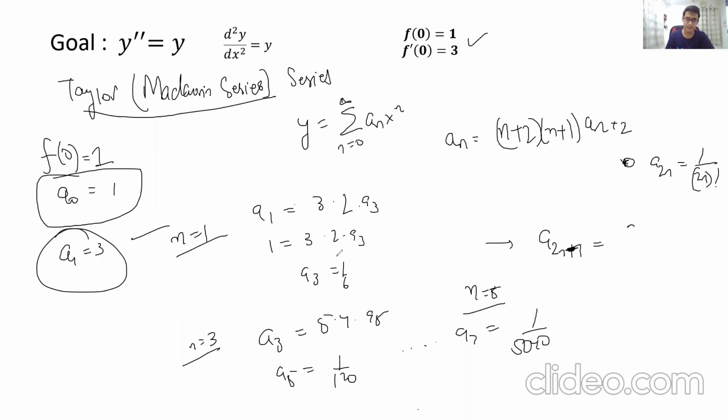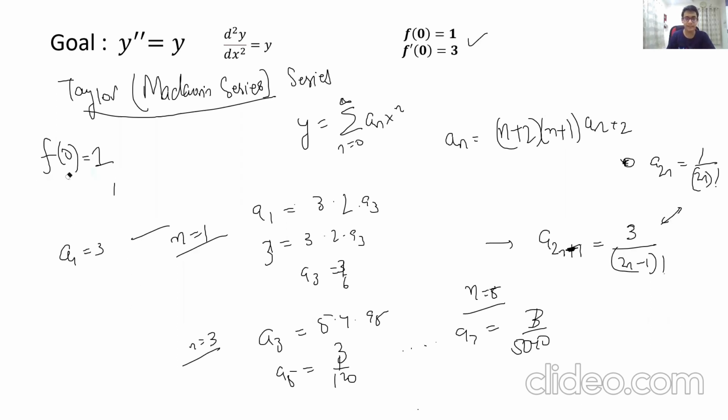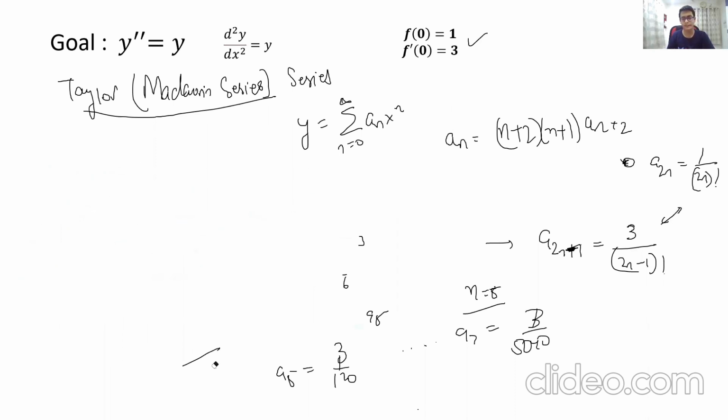Oh, one second. It was a1 is 3, I'm sorry. So that's going to be 3 over 6. That's going to be 3 over 120. And that's going to be 3 over 5040. So that's just going to be 3 over 2n minus 1 factorial. Just in the same way as we had done this. So now we actually have our general odd term and our general even term. So from here, it's just how you go about finding the sum.